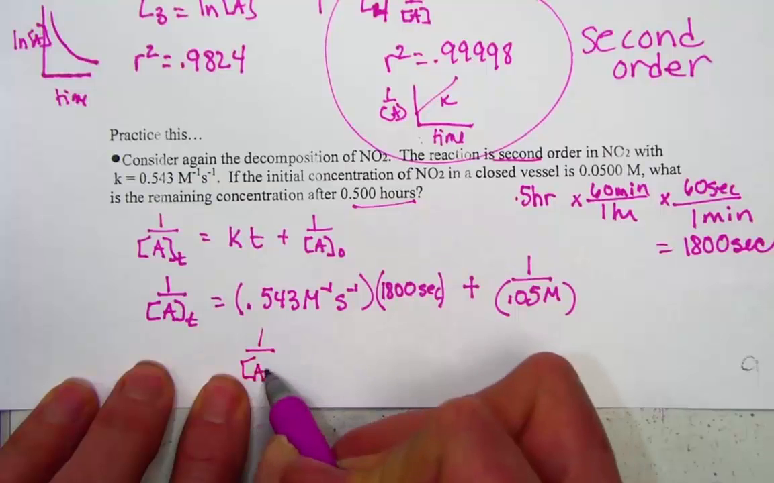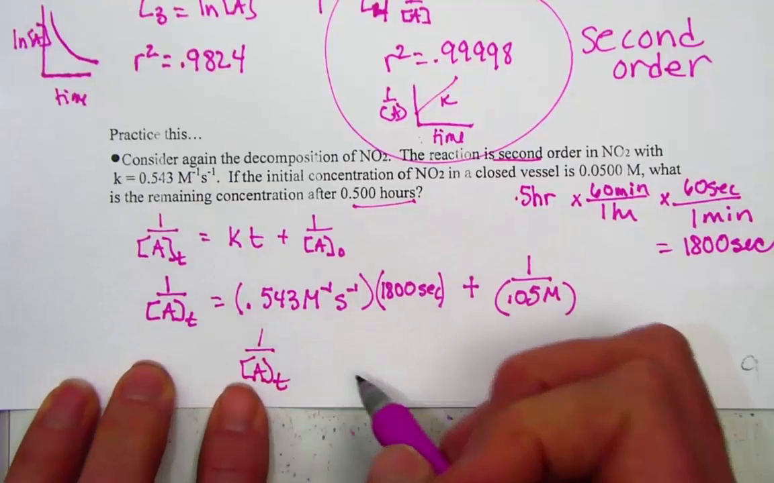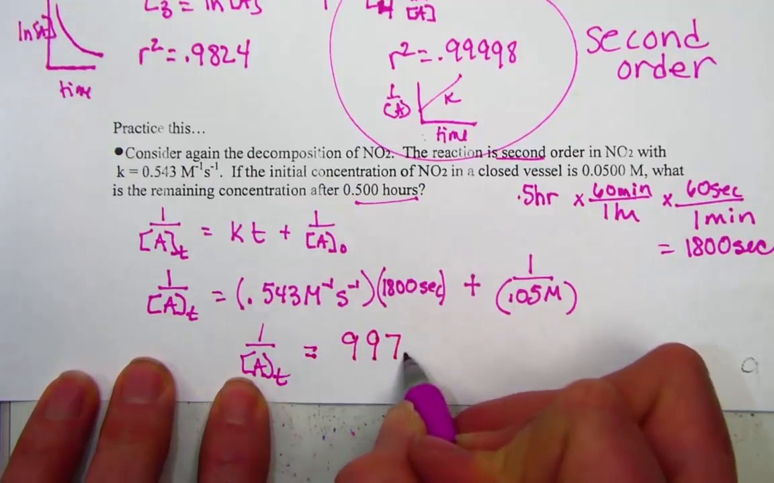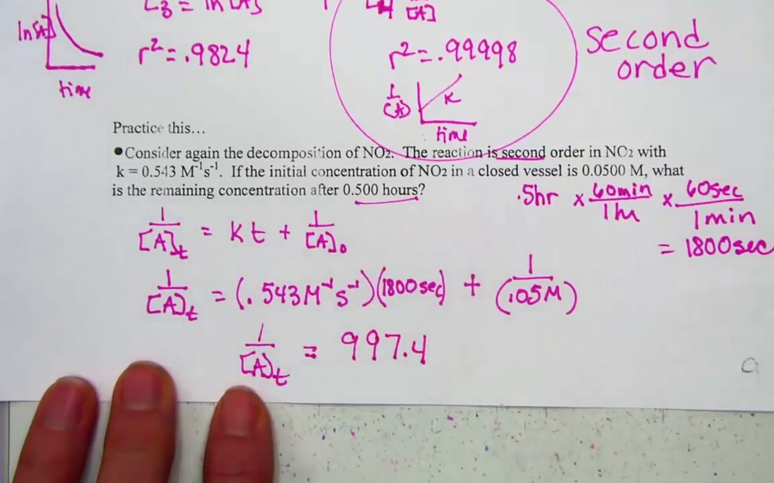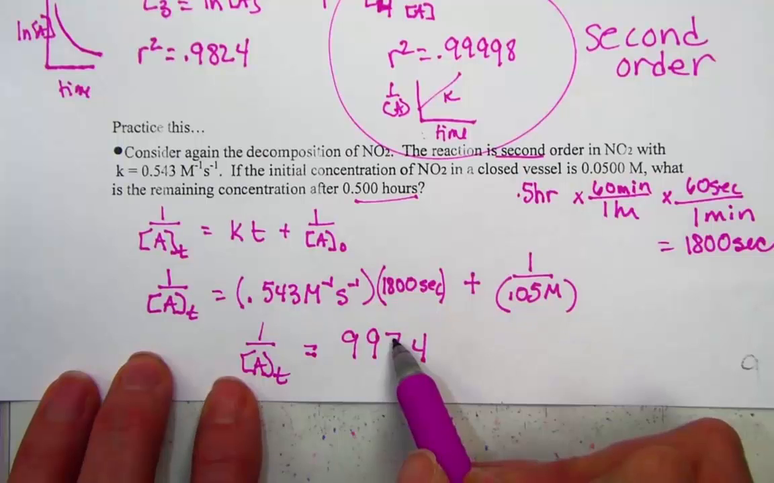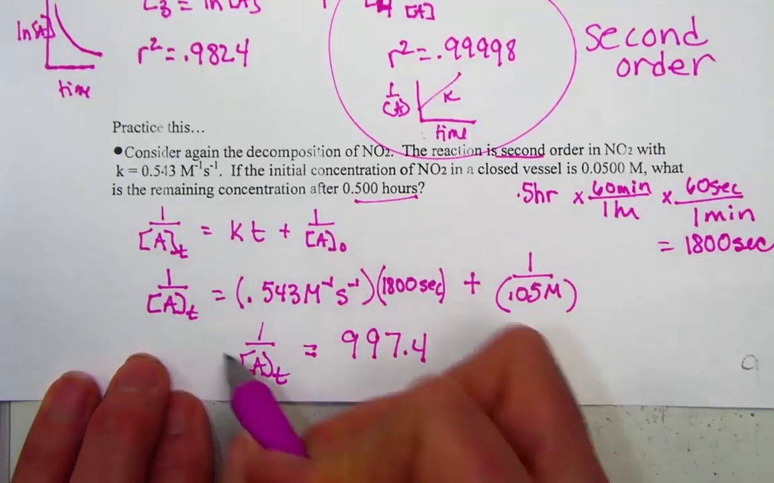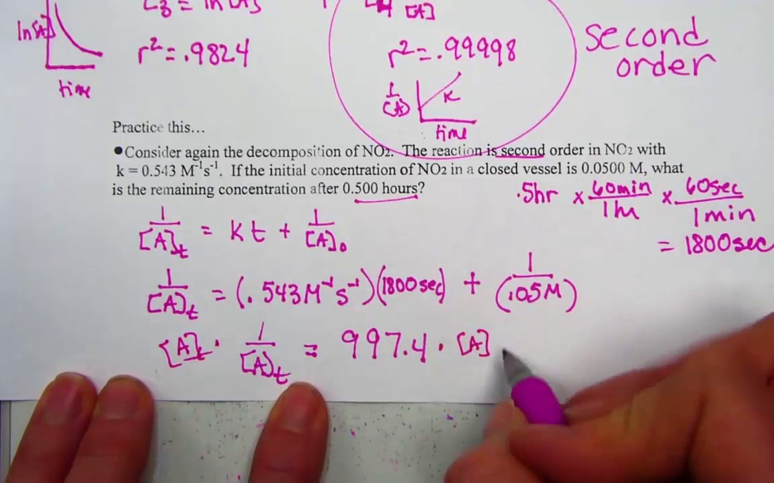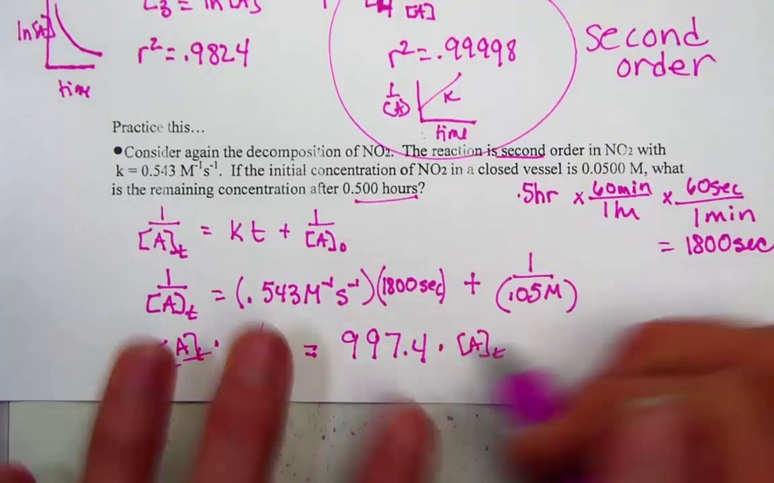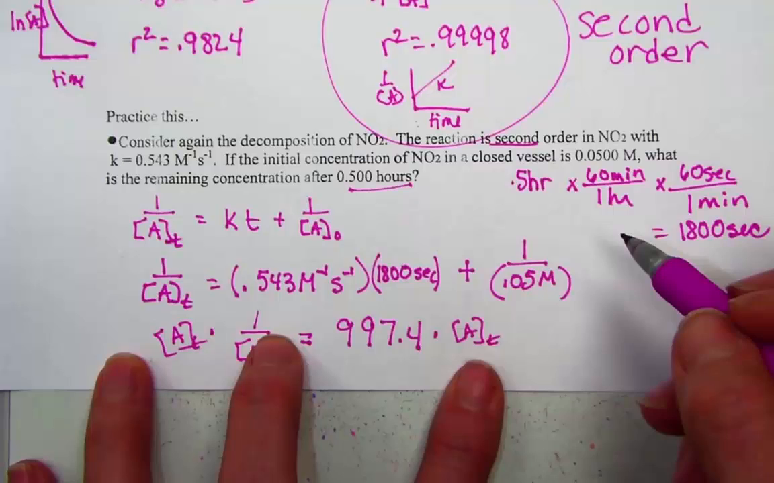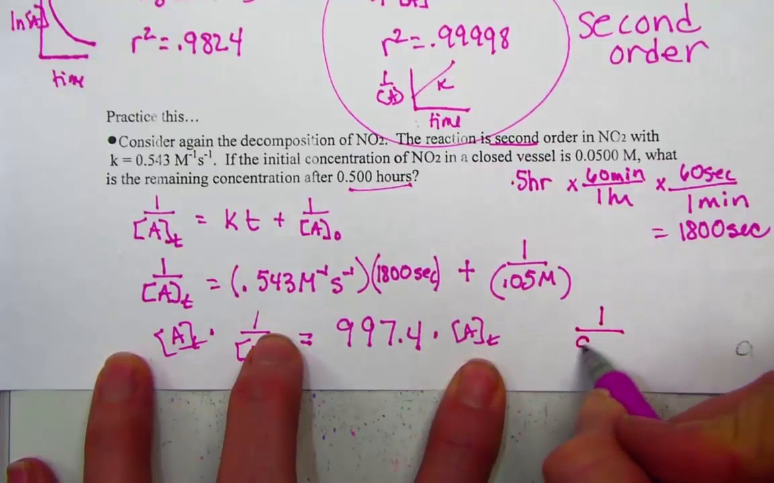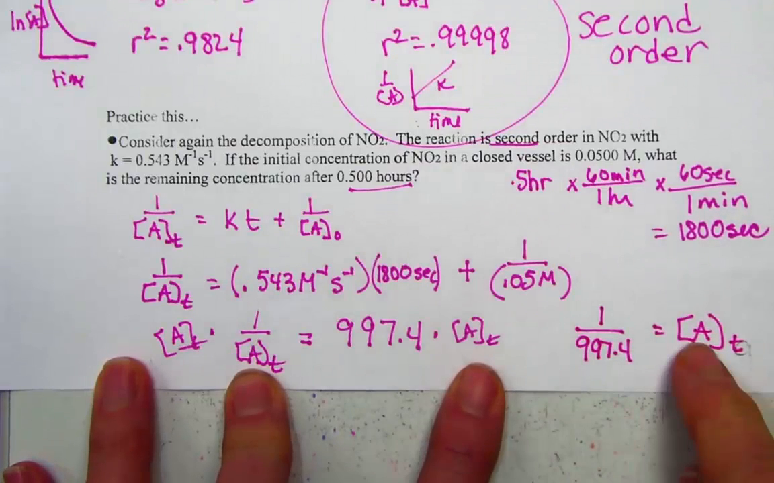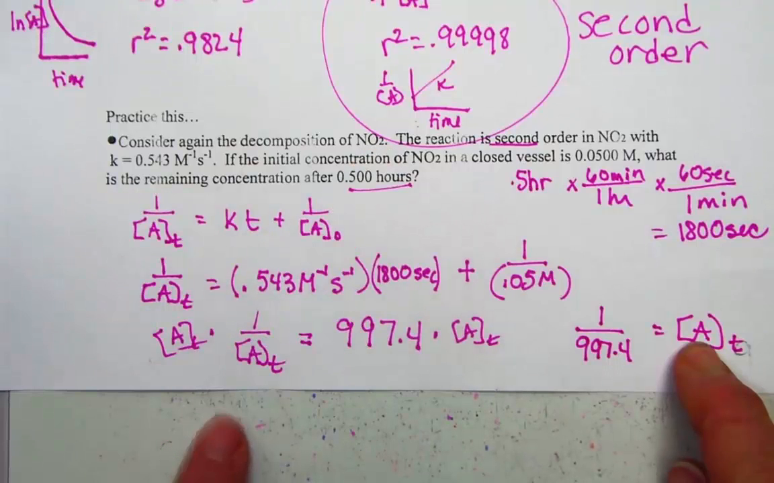1 over the original concentration, or excuse me, the concentration remaining after these 1800 seconds went by. I'm seeing on my screen 997.4. We want to pull this out. So the algebra would show that these two values just simply switch numbers. We're going to multiply both sides by that concentration of A and then divide both. So just to rearrange this, I'm sure that the algebra would be friendly. What we end up doing is 1 divided by 997.4 equals that concentration of A at that remaining time, A representing that NO2, the decomposition reactant.